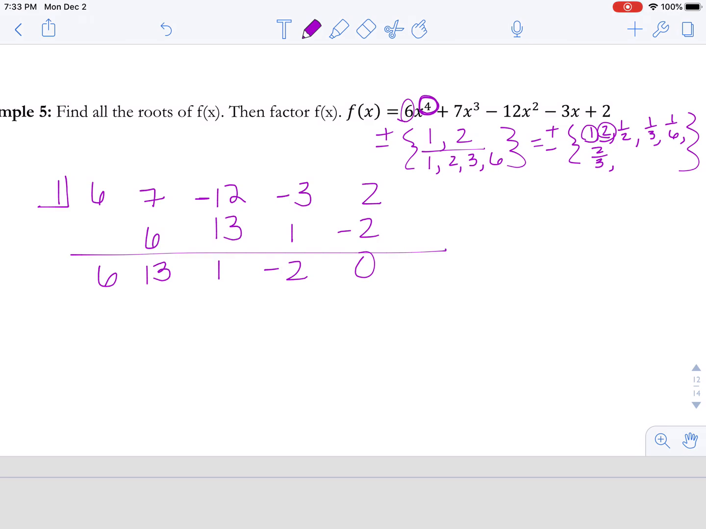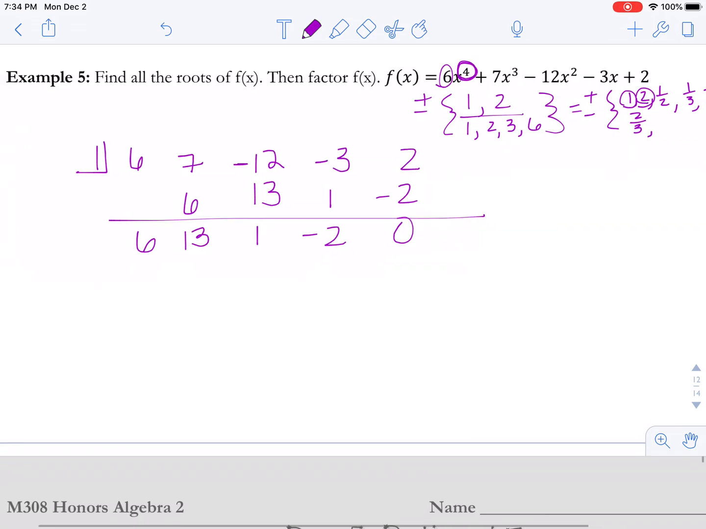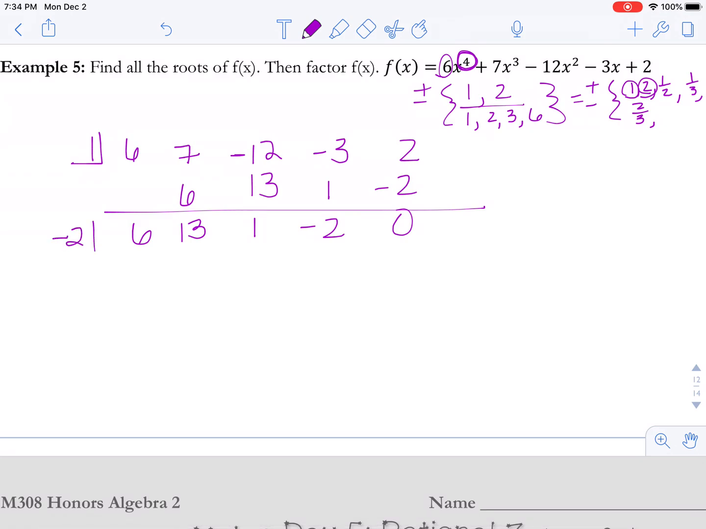Now, I tested some of them. I found out that negative 1 and 2 did not work, so I'm going to use negative 2. For time, I'm not going to go through the testing. So here I would have 6. I'm just going through negative pretty quickly. So this becomes 2. Look at that.